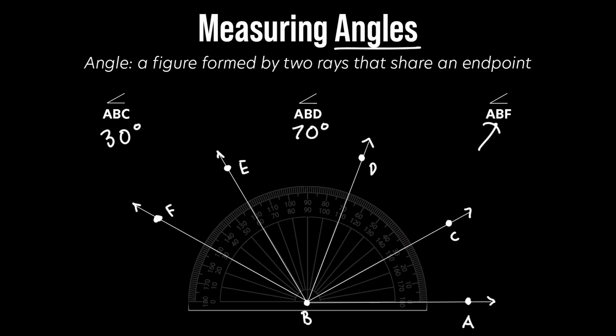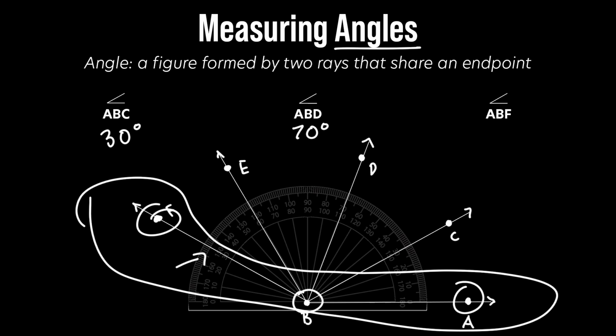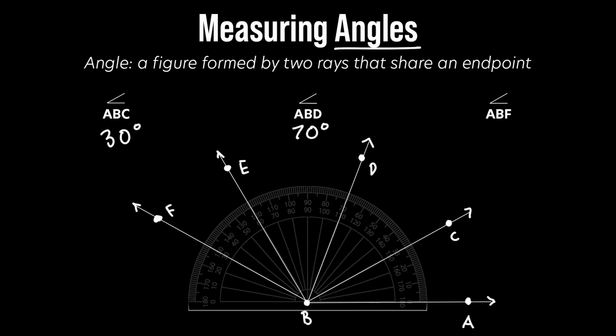Finally, we have ABF. We follow A, then B, then F. We skip over E and instead go straight to F. So the angle is going to look something like this. What is F at? It's at 150. So the degrees is 150, and we're done.